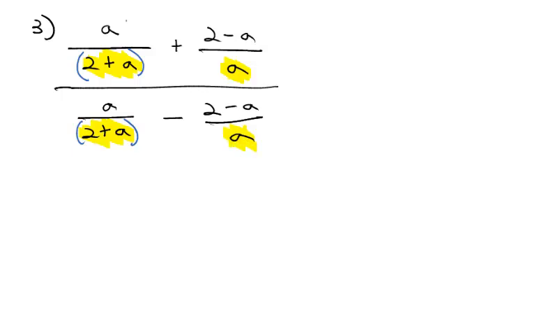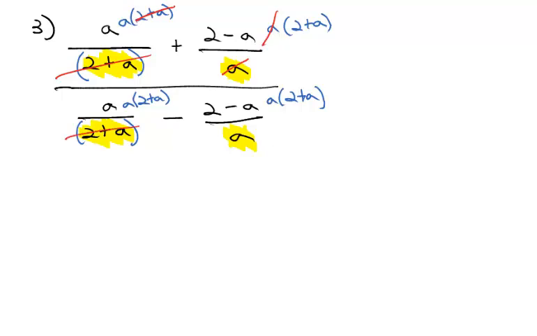Our GCF is a times 2 plus a. Multiplying every term by a times 2 plus a, the 2 plus a's can divide out, the a's can divide out, the 2 plus a's divide out, and the a's divide out. As we do, we want to be careful to keep the numerators of 2 minus a together as a group. We weren't just multiplying the a, we were multiplying the entire thing.